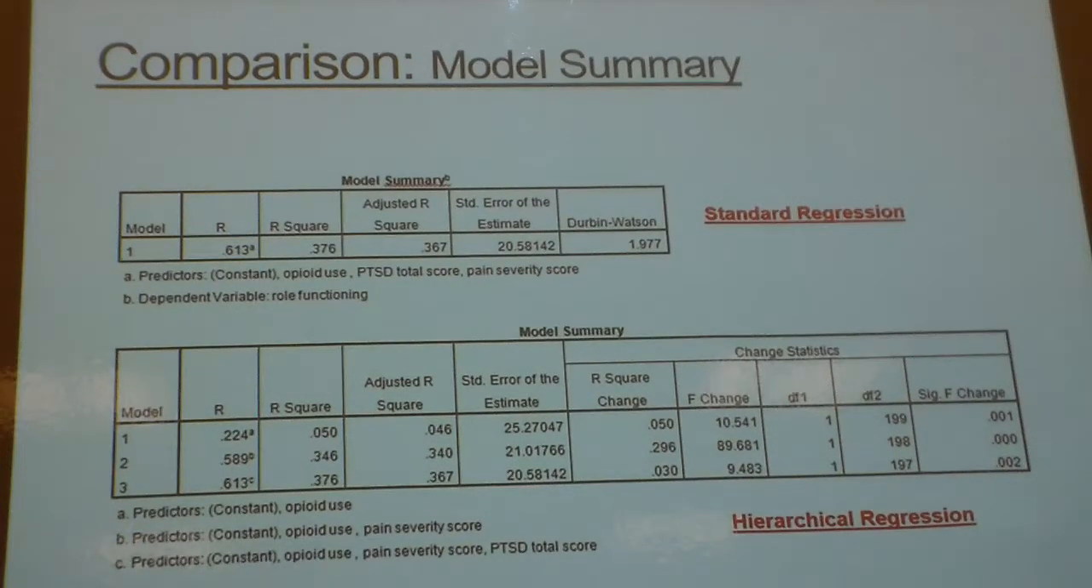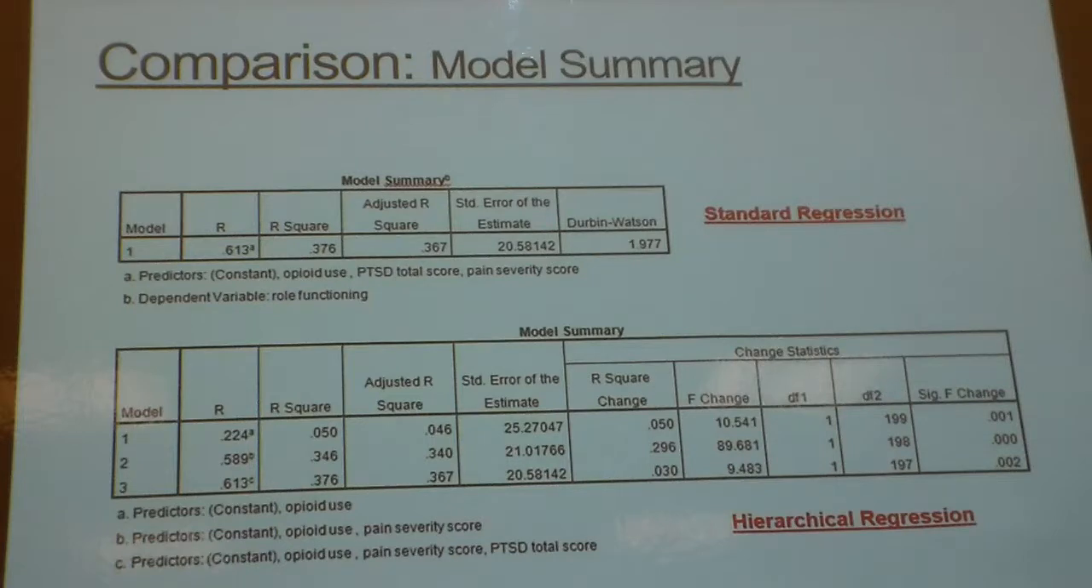if we run our standard regression, this is what we get. We have our R-squared of 0.367, right, this is what we just saw. So the combination of opiate use, PTSD, and pain is accounting for close to 38% of the variability in our outcome. This is what we would get with a hierarchical regression, right? In the first block, we're including opiate use. In the second block, we're including pain. In the third block, we're entering PTSD. Okay? So if we would run this in SPSS, this is what it's going to give us.